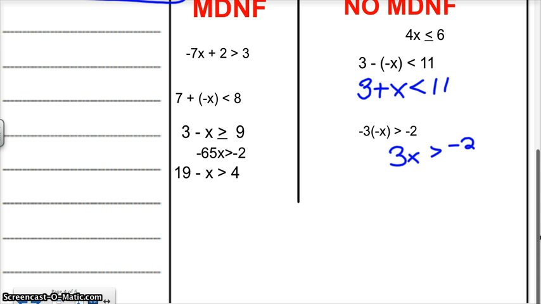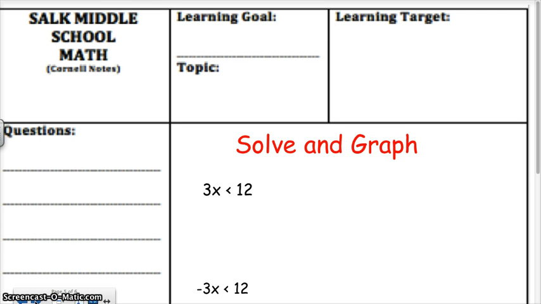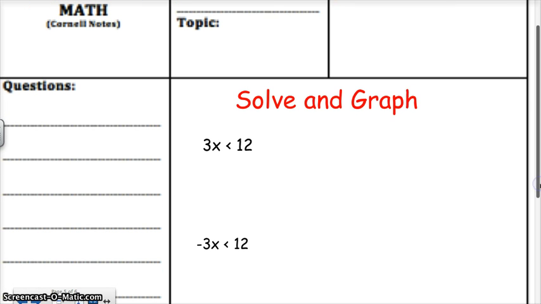All right, let's apply this. Solve and graph. 3x is less than 12. Would I MD&F this? No, I would not. So I would just go through and solve as normal. Divide through by 3, that's my inverse operation. X is less than 4. Keeping my number line simple, I have 4 and its opposite. Open circle at 4, going to the left.